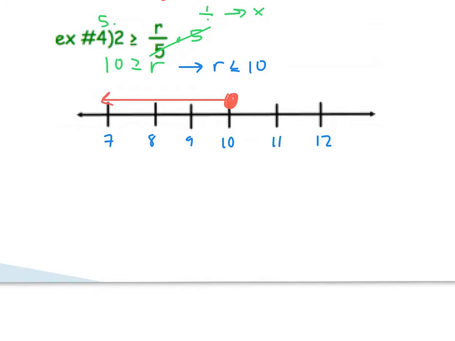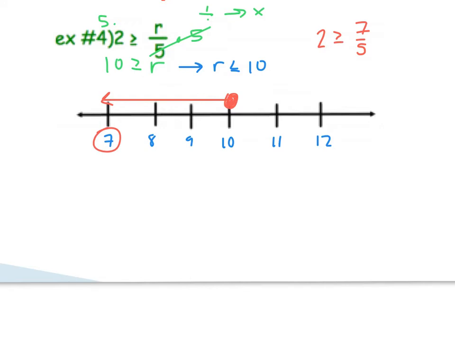Okay, then let's check our solution by choosing a value. Let's just punch in 7. If I punch this in, 2 is greater than or equal to 7 over 5. Now some of you might be freaking out here about 7 over 5.